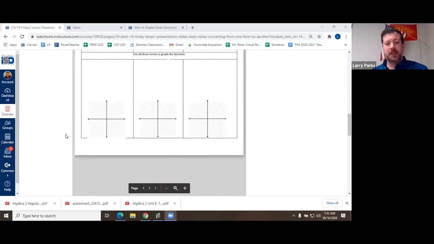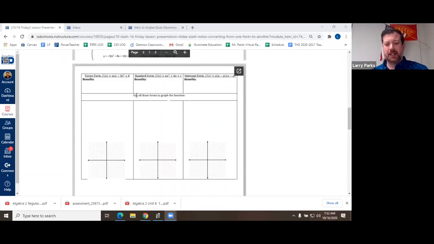So what I'm going to do is I have a copy of this out. I'm going to show that on my document camera. And what we're going to do is I'm going to give you a function. If the function confuses you, you can put that as y equals. It's the same thing. And we're going to go from one form to the other and just talk about what does each form give us, what does it tell us.